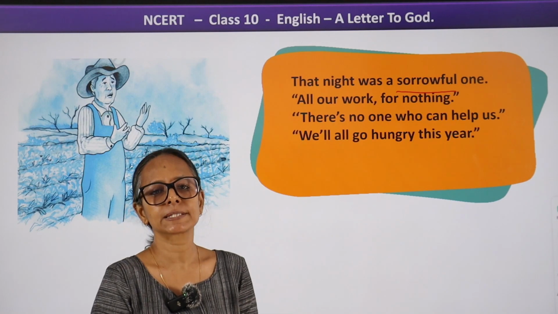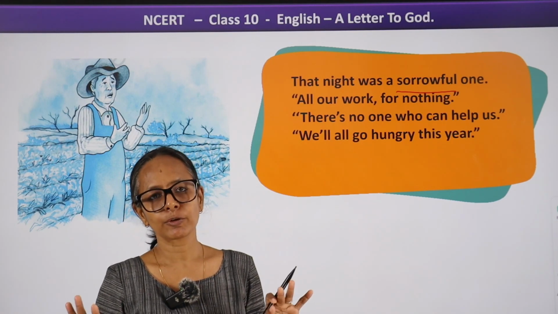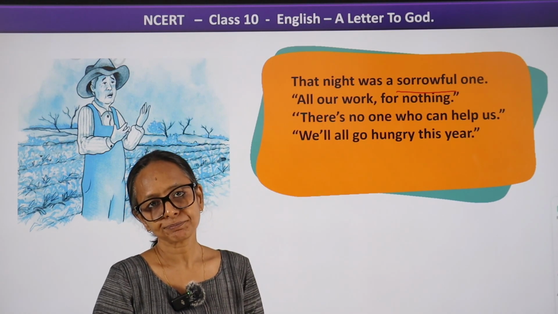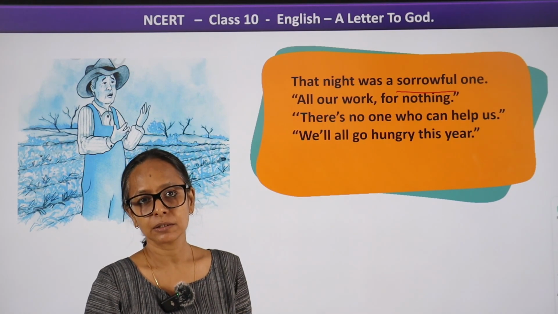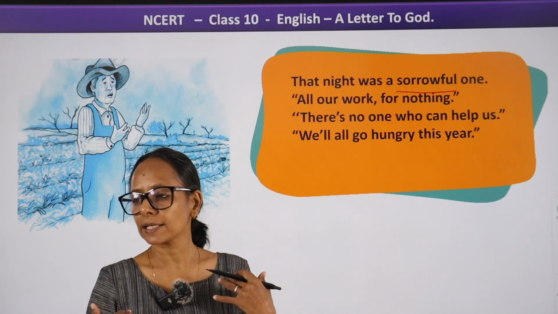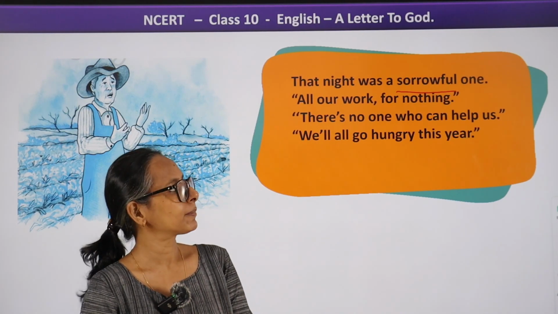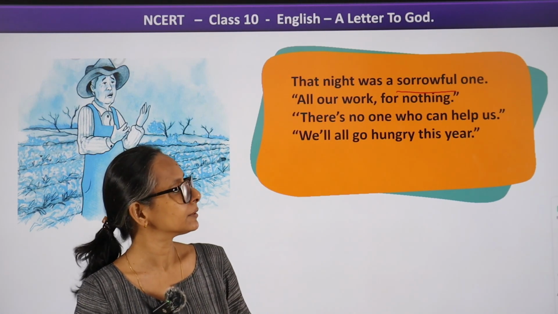They've given up and they're saying, there's no one who can help us now. We'll all go hungry this year. So there is no money. The crops are destroyed. He has nothing to sell. So what he is saying is that all of them are going to be hungry this year.